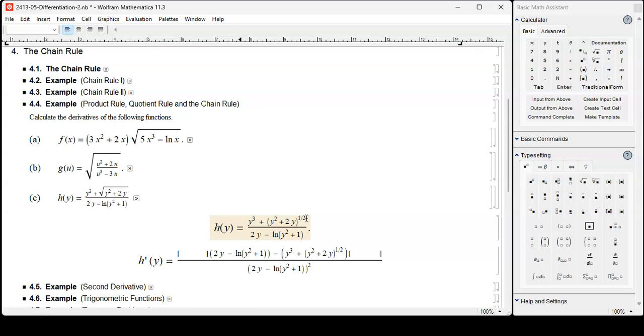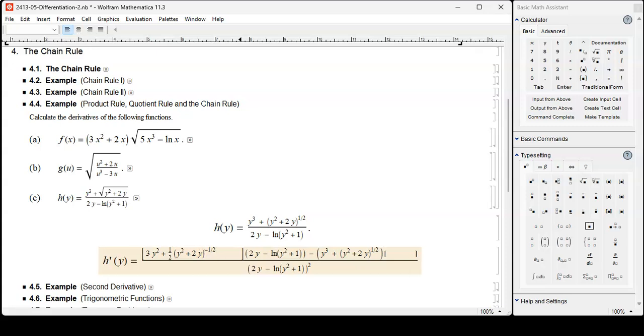And look carefully, the derivative of the numerator requires a chain rule. The derivative of y cubed, that's easy. That's just 3y squared. And the derivative of this one here, that's a chain rule. We have a composite function. So what do we do? 1/2, and this thing is the negative 1/2 power. Nothing changes inside. y squared plus 2y.